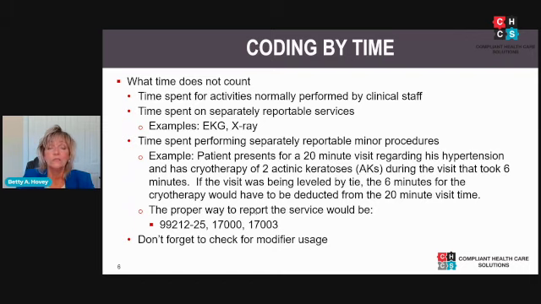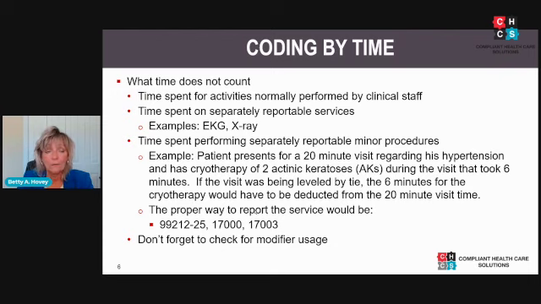What doesn't count is things that are done by clinical staff, just like before, because clinical staff is being paid for from the budget for the practice. It's not a physician-specific service. Time spent on separately reportable services, as I said before, like the EKGs and x-rays, things that you're billing and getting paid for separately, you can't count in the prolonged service time or in the coding by time for just the basic level for the E&M. If minor procedures are separately done, you have to make sure that you carve out that time. And again, it's also important to do that in the documentation.